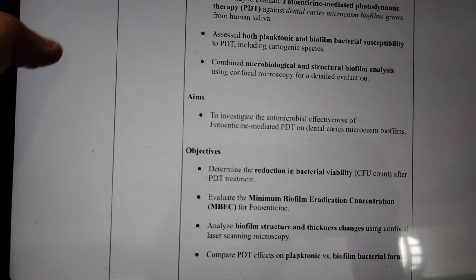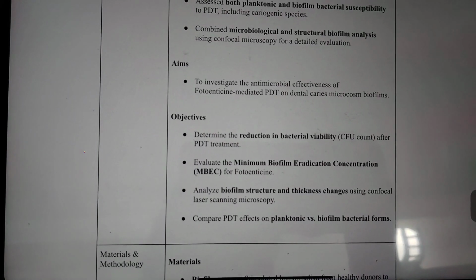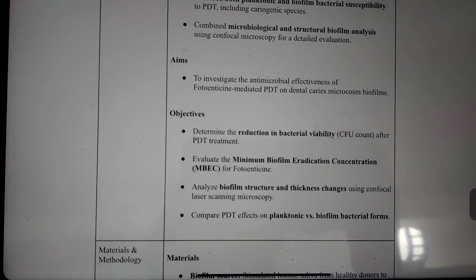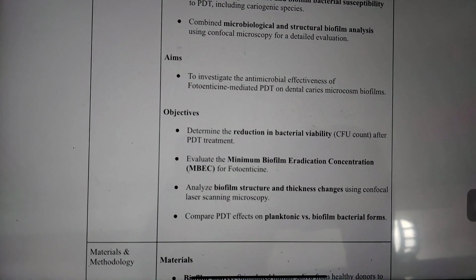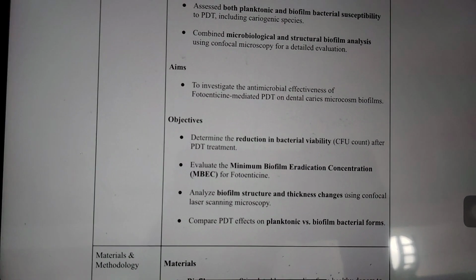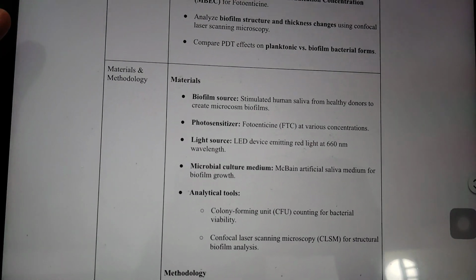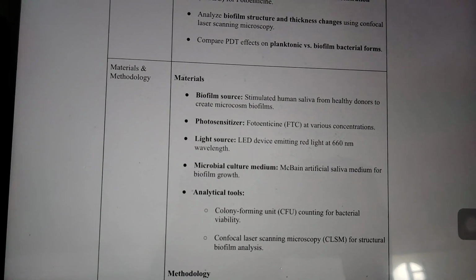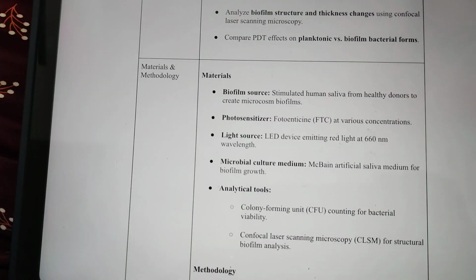When we talk about the objectives, it determines the reduction in bacterial viability, evaluates the minimum biofilm eradication concentration, analyzes the biofilm structure and thickness changes using confocal laser scanning microscopy, and compares PDT effects on planktonic versus biofilm bacterial forms. When we talk about the materials and methodology, the materials: biofilm source is stimulated human saliva from healthy donors to create microcosm biofilms.